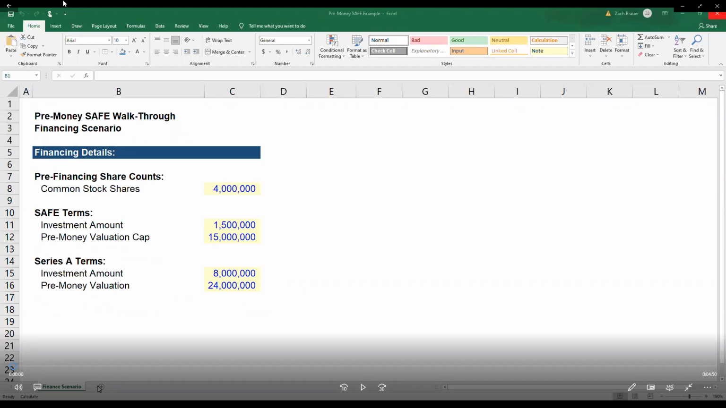In this video, I am going to walk through an example of how you would convert a pre-money safe using the pre-money method. When talking about converting safes, there are different types that you may encounter. There's pre-money safes, discount safes, post-money safes, and a variety of mixed safe structures. That said, separate from the type of safe, there are two underlying mechanisms you can use when converting a safe.